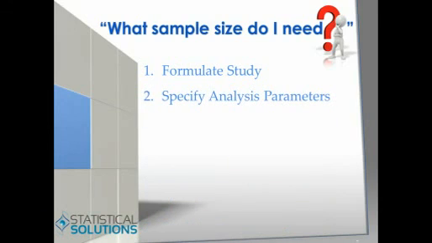The second step then is to specify your analysis parameters. What I mean by this is that these are the significance level that you want to set for your study, and you also need to specify whether it's going to be a 1- or 2-sided study, etc.